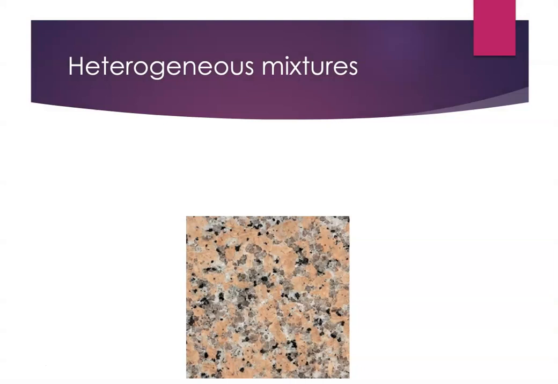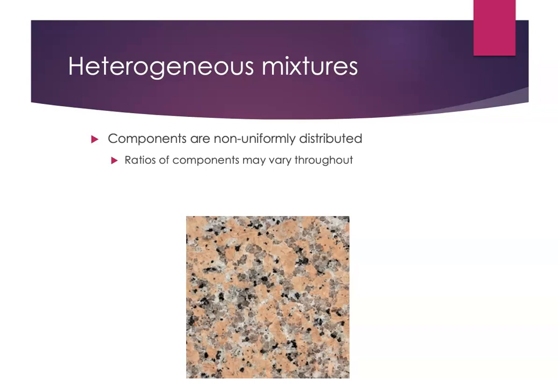The sample of granite here is a heterogeneous mixture, right? We've got that non-uniform distribution. And so what we might see is that the ratios of the components vary as you move throughout the sample, and we may even see distinct phases or an interface, like you can draw outlines around the different colored regions of the granite.